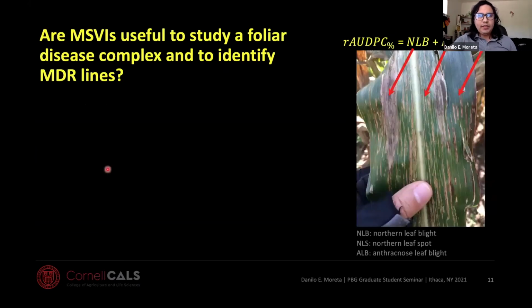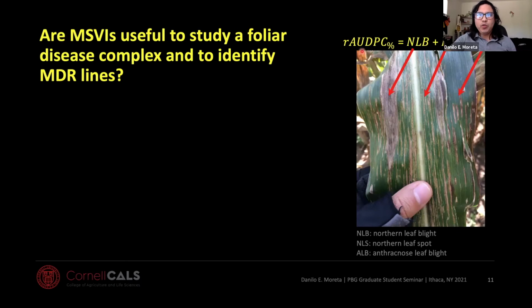I'm also using these vegetation indices to study these foliar disease complexes to identify multiple disease resistant lines. So I am making the most of the natural occurrence of northern leaf spot and anthracnose leaf blight, plus the artificially inoculated NLB, which is my target disease, to assess overall plant health.